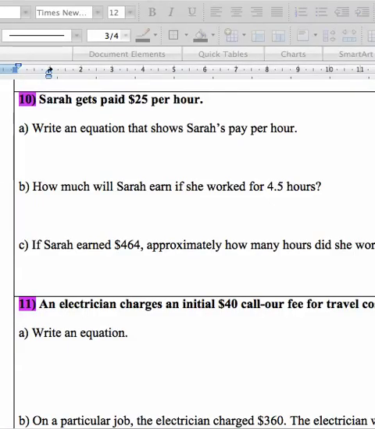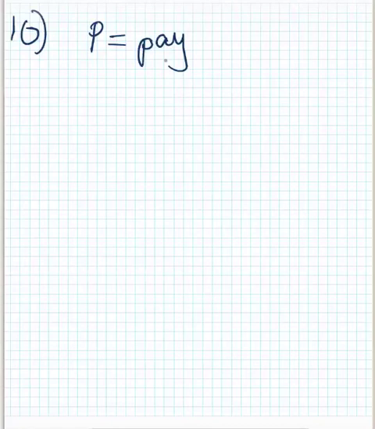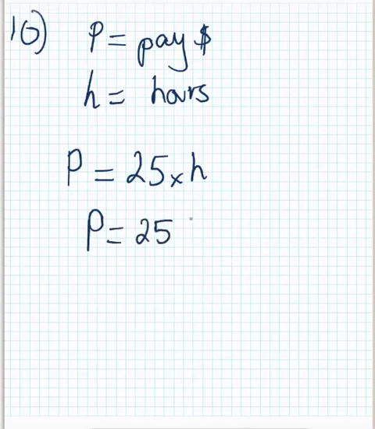The next question we're doing is question 10, and it says Sarah gets paid $25 per hour. And A says write an equation that shows Sarah's pay per hour. So remember, when doing questions like this, we have to use variables. So I'm going to say P is for pay. So we have to explain or state our variables. What do they stand for? And for hours, I might use H. H represents hours. And pay is in dollars. Okay, so now if she gets paid $25 per hour, I'll say her pay is equal to 25 times hour. And that's it. So it will look like this, P equals 25H.